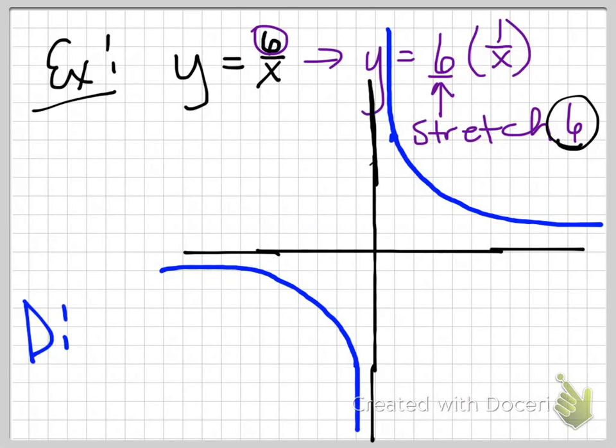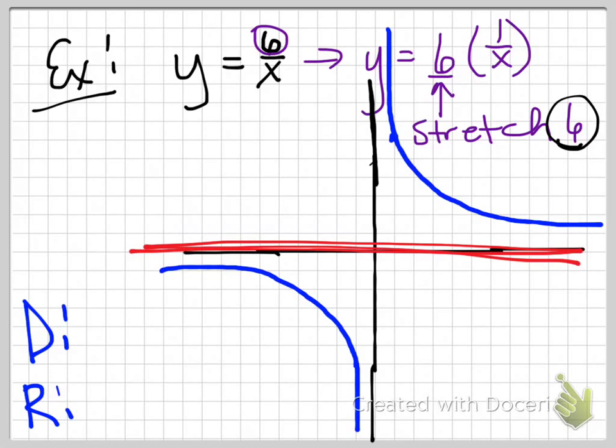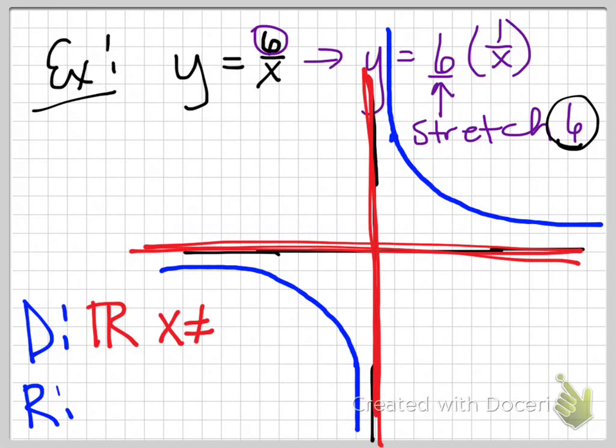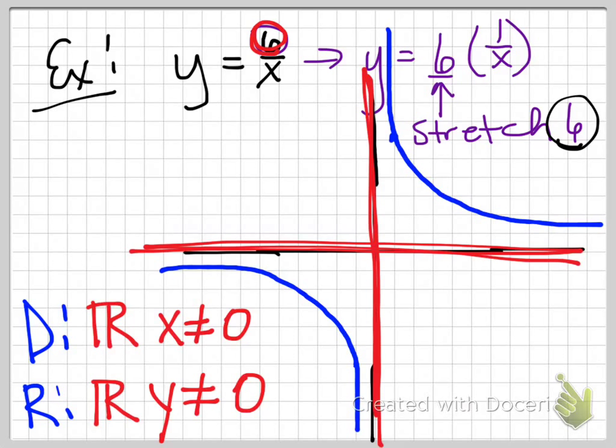So now when I talk about the domain and the range, you can still see that my asymptotes are the x-axis and the y-axis. Those are the two lines that are not being crossed. So the domain is all real numbers except x does not equal 0, and the range is going to be all real numbers except y does not equal 0. So you're going to see this happen pretty frequently. If you have a number divided by x, then your domain and range is going to look just like this.